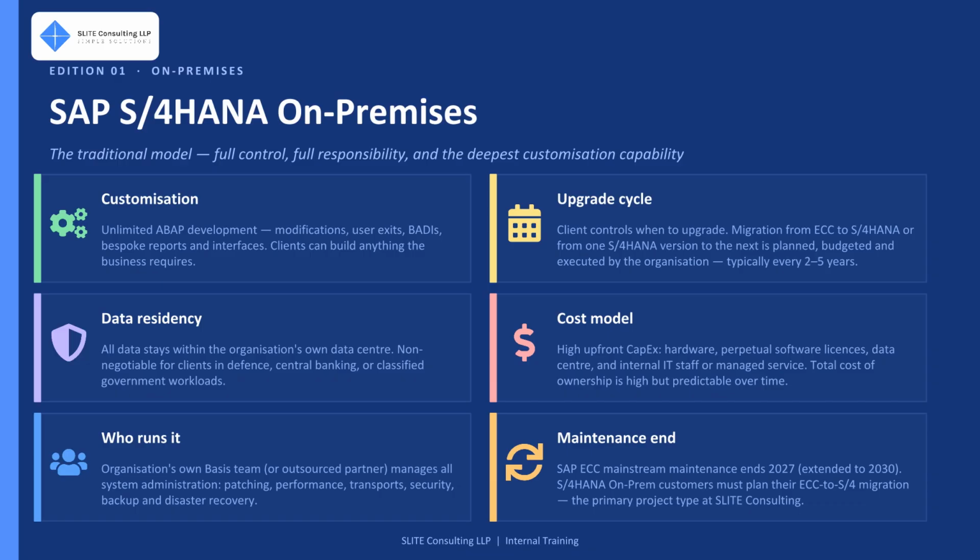Use this slide to reinforce the trade-off: full control and unlimited ABAP customization, but the organization owns the infrastructure and the upgrade effort. This is the traditional model many existing ECC clients are migrating away from.